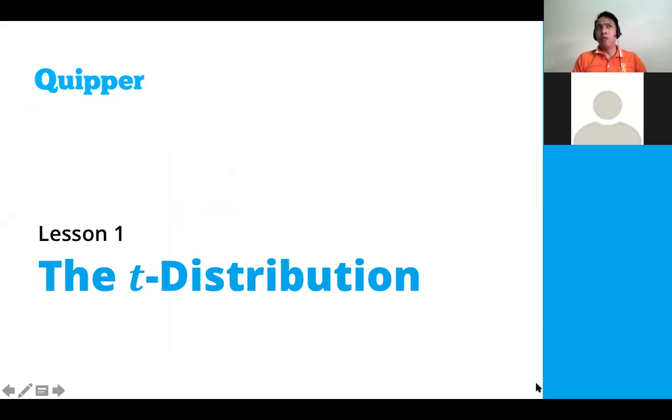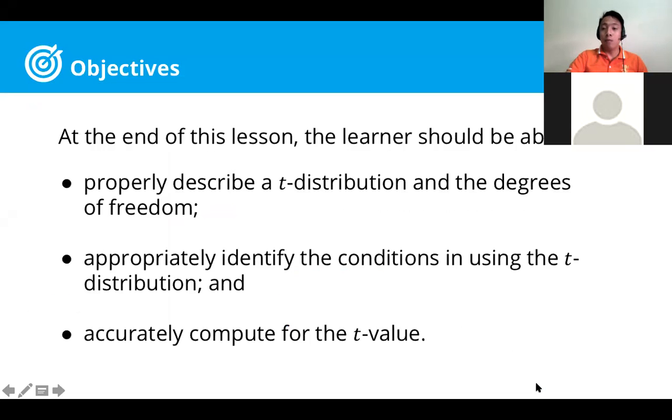So the first one we did is about Z, right? Now we are going to discuss T. What will this one be? Is this the same as the Z test or different from the Z test? Let's see. So in this lesson, these will be our objectives.